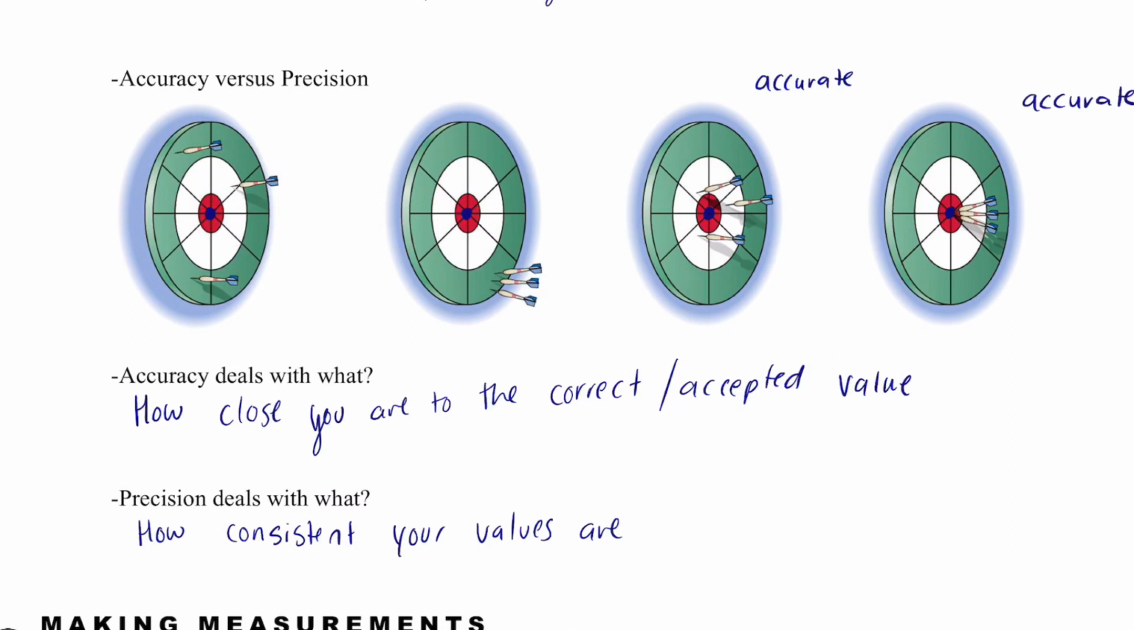Okay, now let's talk about precision. Precision is how consistent your values are, or are your darts kind of in a group together? Because if they are, then you are really consistent with where you threw your dart. And so I would say this first one, they're kind of all over the place, and so that would not be precise. So this is actually neither accurate or precise. Here they're kind of bunched up, so I would say that this is precise, but we're not accurate.